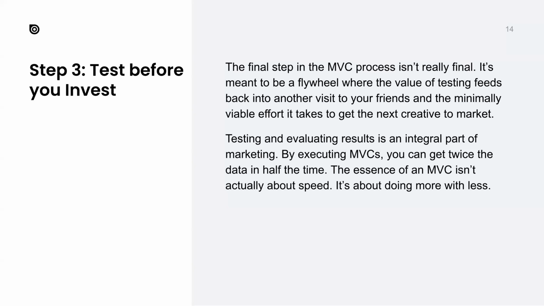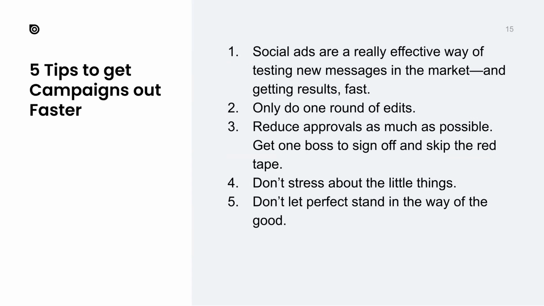So being able to pull really strong insights from the content that you're creating quickly, and then iterating, improving it, and continuously improving it in a short period of time, while also having a lot more resources and research and confirmation of tests than you did when you started. So the intent of a minimally viable campaign is really to get twice the data in half the time. We have 5 tips to get your campaigns out faster.